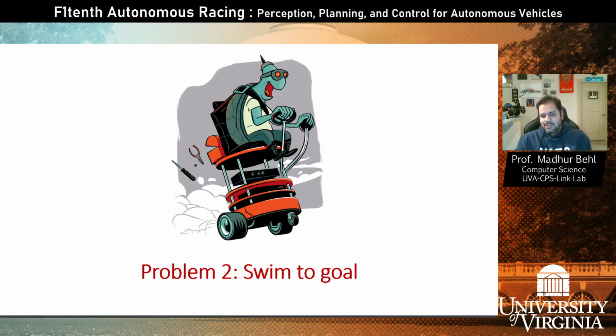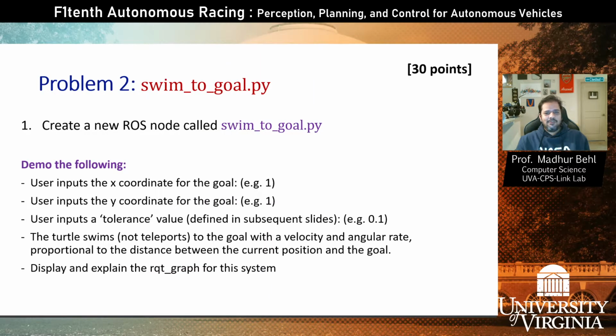The second problem is called swim to goal. The idea here is you have to write a node called swim2goal.python, and you have to demo the following abilities. When you execute this ROS node, it will prompt the user to enter an x coordinate, which is the x coordinate for the goal. I'll explain why I'm calling it a goal right now. You can spawn the turtle in the center of the ocean with a fresh Turtlesim instance, and it will spawn at 5,5. So the user has to input the x coordinate for the goal.